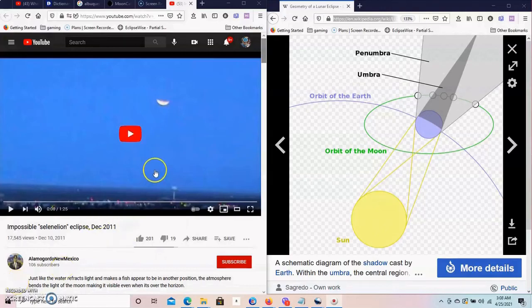I went over this in my last video. You can go over here and watch this footage of a horizontal lunar eclipse from December 2011, which shows the moon disappearing when the sun's coming up. Now look here. Your model claims that it's going into the shadow when it begins to disappear, right?